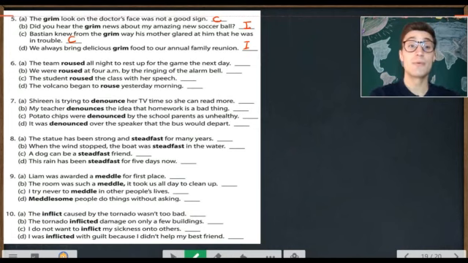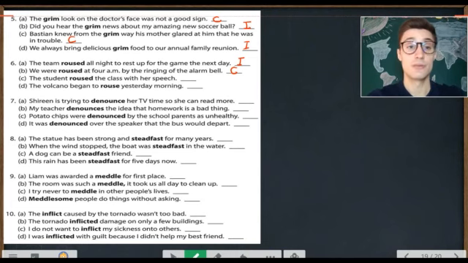The team roosed all night to rest up for the game the next day. Is roosed used correctly? Incorrect. B. We were roused at 4 a.m. by the ringing of the alarm bell. We were roused. Yes, woken up, right?